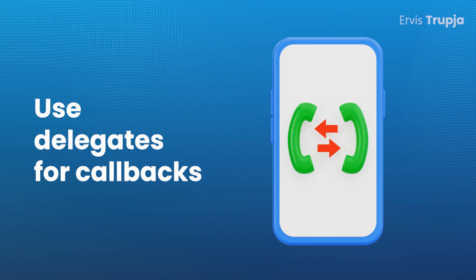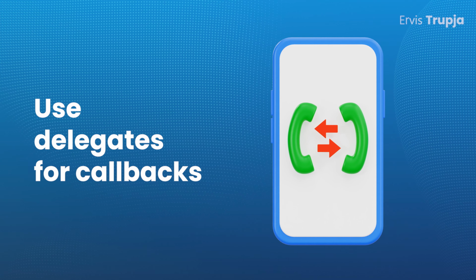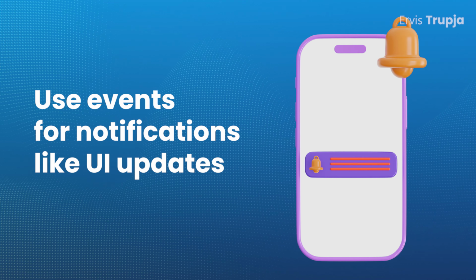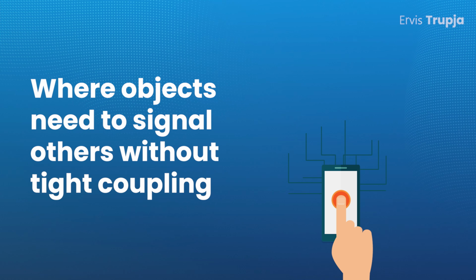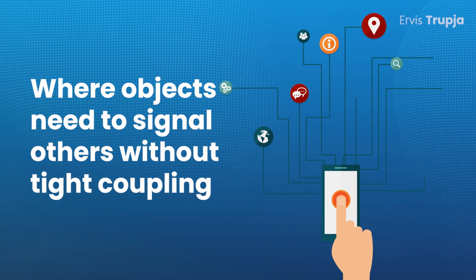subscribers exist. Use delegates for callbacks where you pass methods as parameters. Use events for notifications like UI updates or state changes where objects need to signal others without tight coupling.